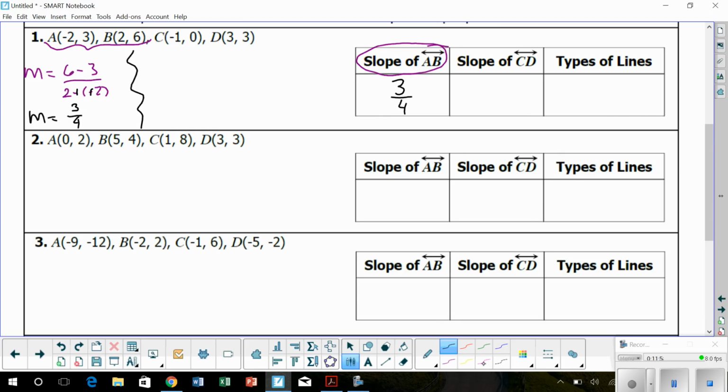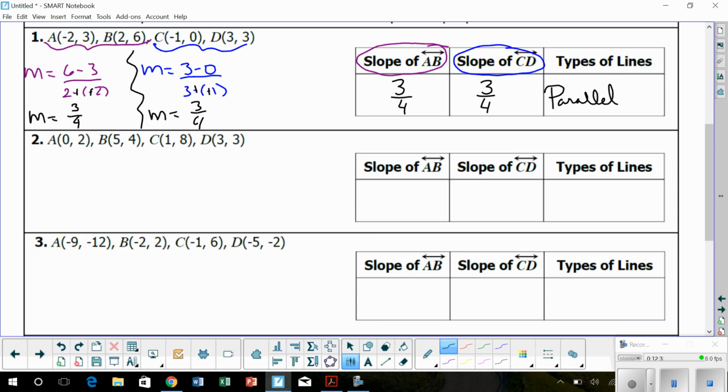Now it wants us to do the slope of line CD. So those become positive, and we get the slope is 3/4 also. So what type of lines are they? Well, they're the exact same slope, so that means they're parallel.